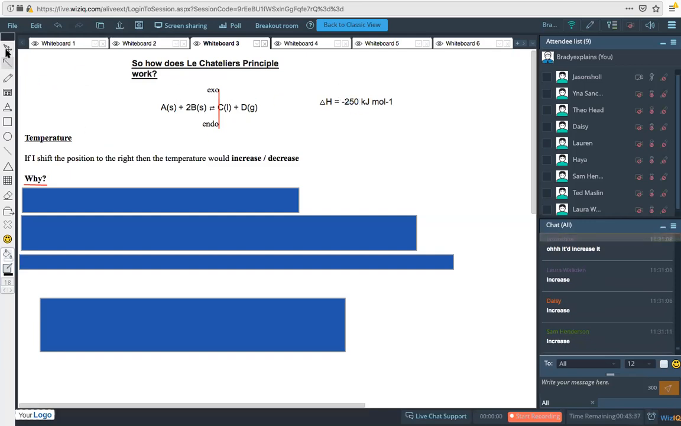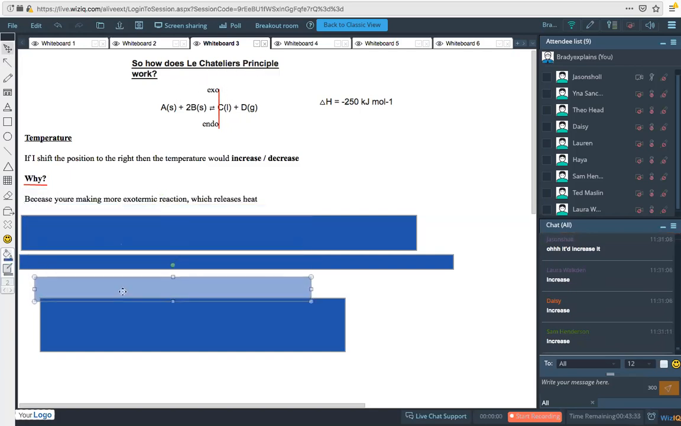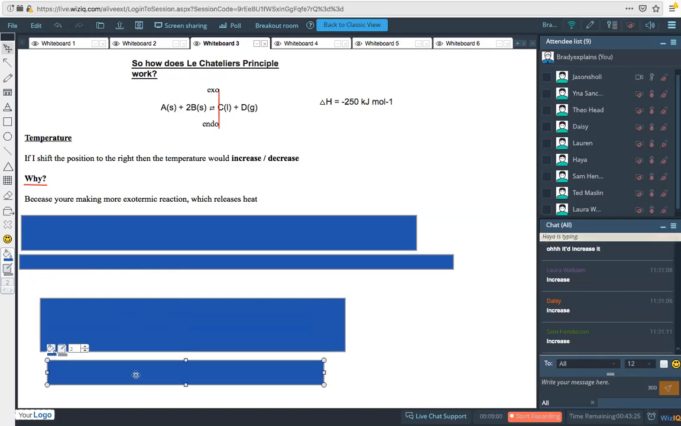Yeah, I'll pop up my answer. I'll show you what I said. I said, oh, bit of a bad spelling there, because you're making more exothermic reaction, which releases heat. That's why the answer will be increase. What do you think, guys? Does that make sense?